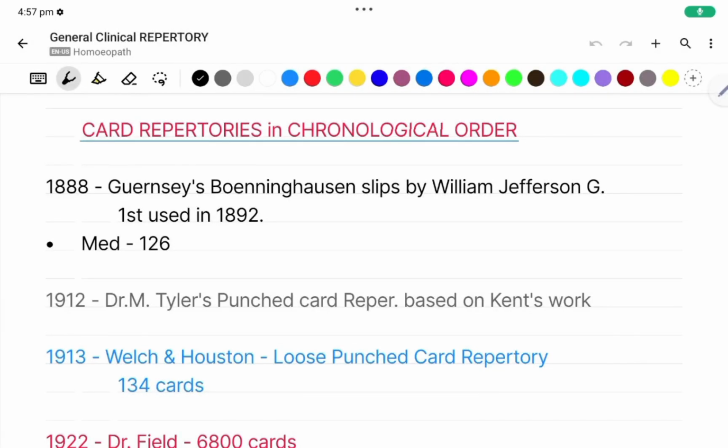Hello everyone. Today we will see the card repertories in their chronological order. So the first card repertory which came was Guernsey's Burning Hussein Slips by William Jefferson G. But it was first used in 1892. Total number of medicines in this book are 126.